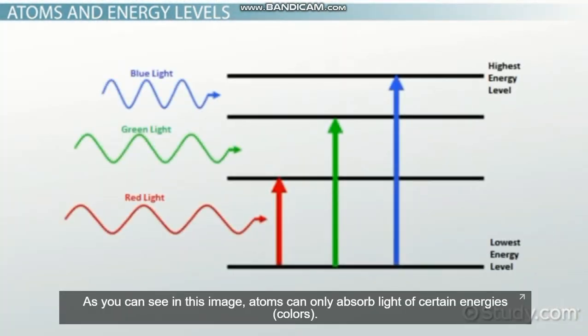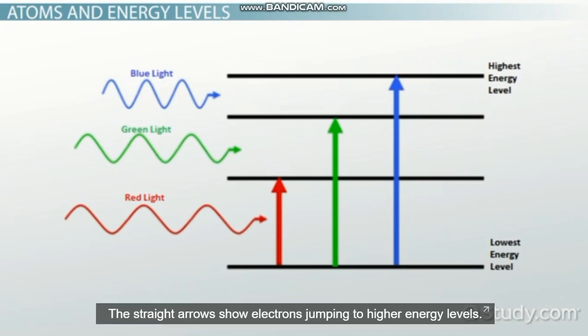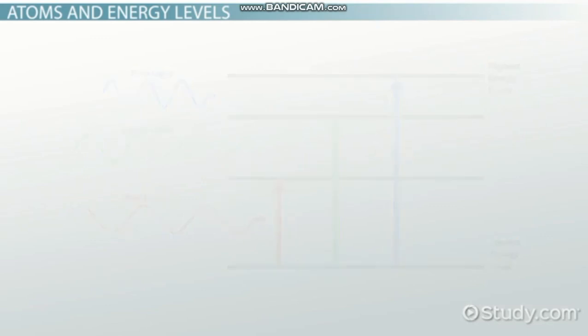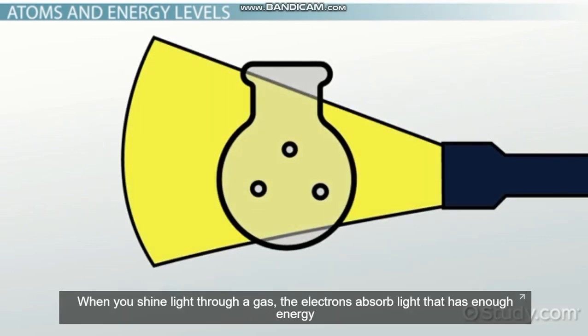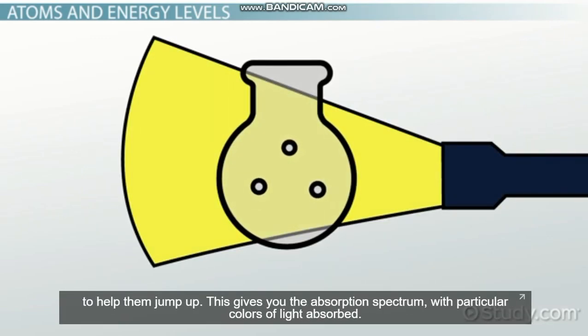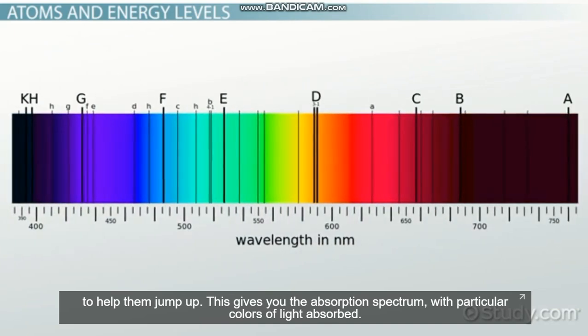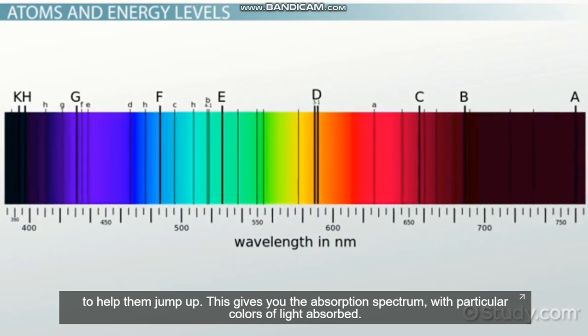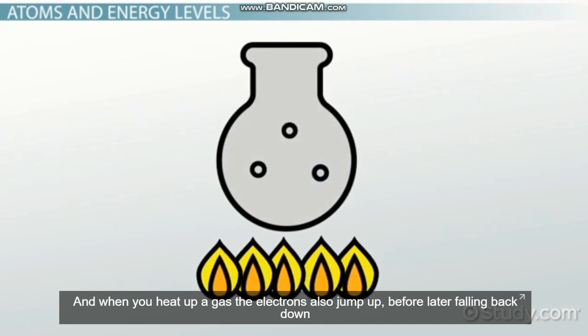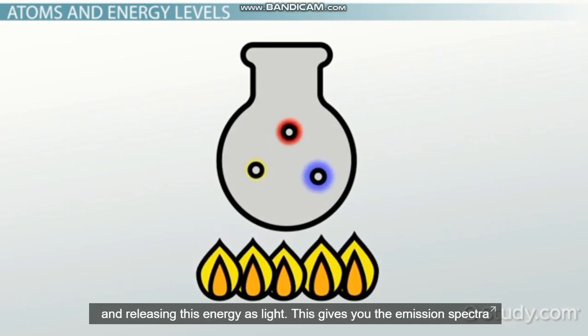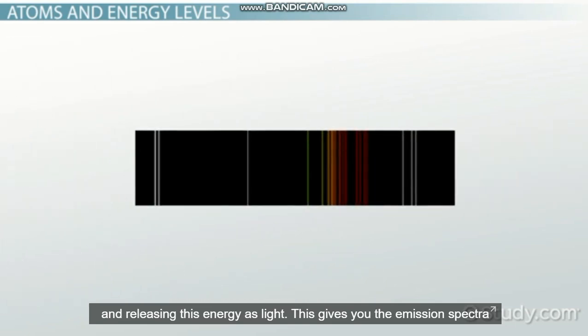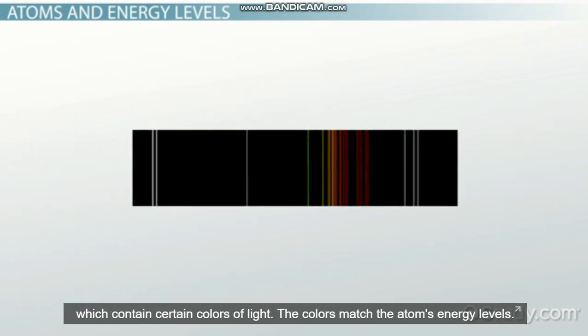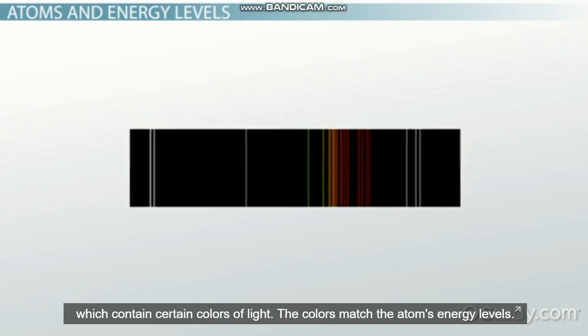As you can see in this image, atoms can only absorb light of certain energies or colors. The straight arrows show electrons jumping to higher energy levels. When you shine light through a gas, the electrons absorb light that has enough energy to help them jump up. This gives you the absorption spectrum, with particular colors of light absorbed. And when you heat up a gas, the electrons also jump up, before later falling back down and releasing this energy as light. This gives you the emission spectra, which contains certain colors of light. The colors match the atom's energy levels.